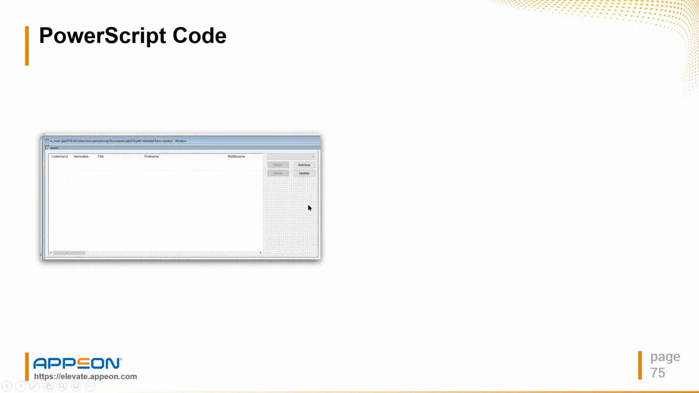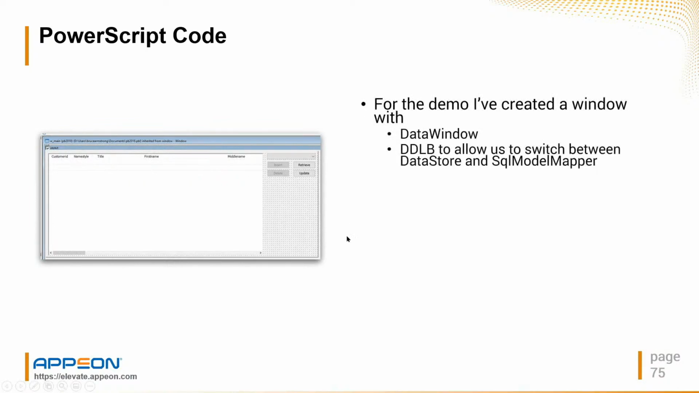So this is once again, the sample code's available from the Appeon website. This is my sample. I'll show this here in a minute as well. So I've got a data window. I've got a drop-down data window that allows us to select between the data store and the SQLModelMapper implementations.